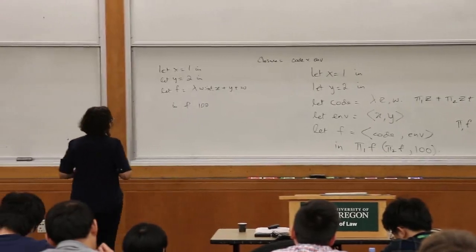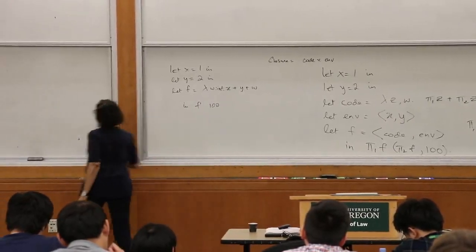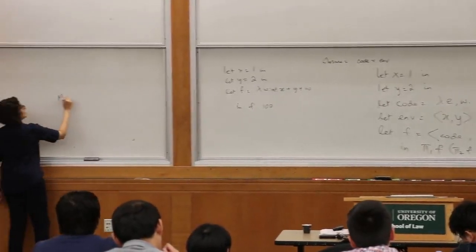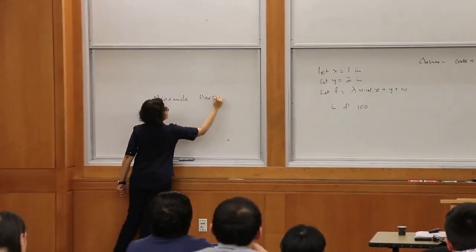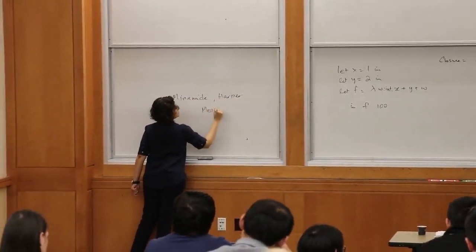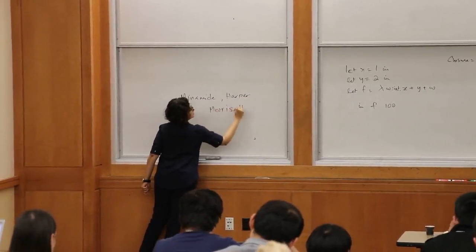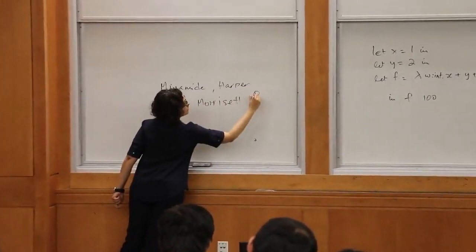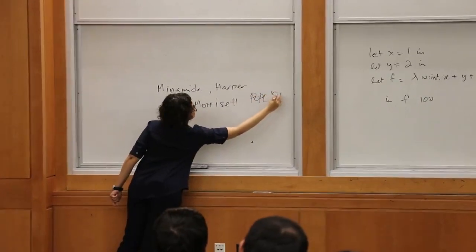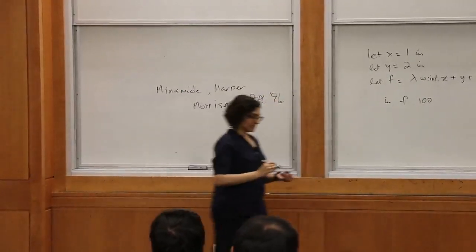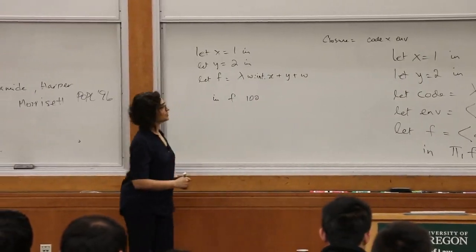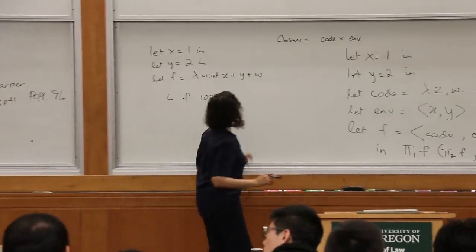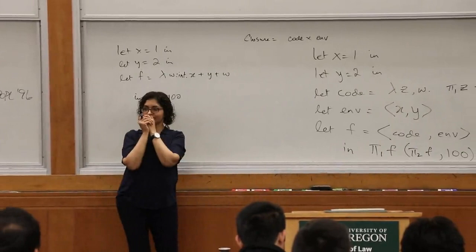Well, I'm going to show you typed closure conversion. This is due to Minamide, Harper, and Morrisett. And it goes back to a POPL, I believe, '96 paper. Right? They were the ones who first came up with typed closure conversion. And actually, before I even show it to you, let me show you another thing. So we want to preserve types.